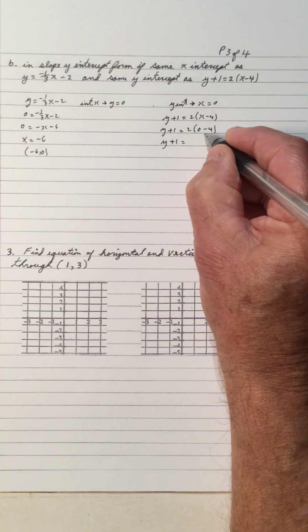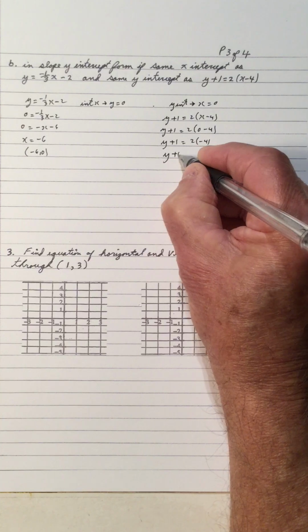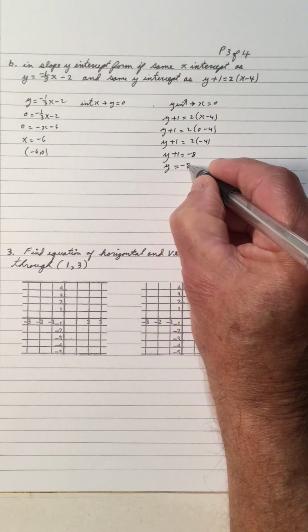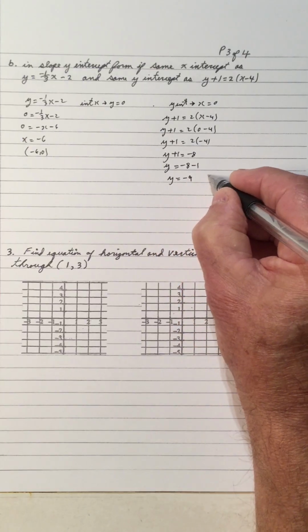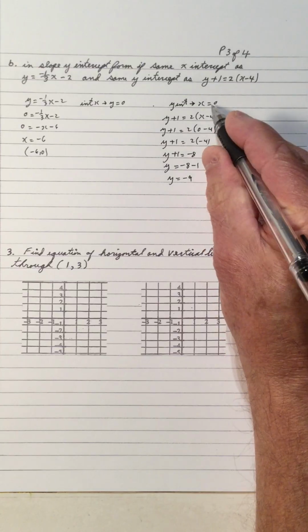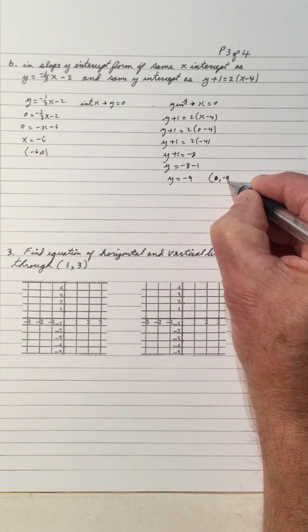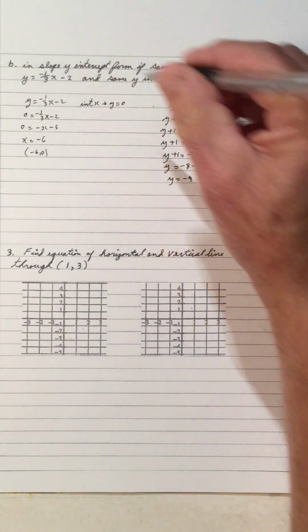So that's 2 times negative 4, so y plus 1 equals negative 8. So y equals negative 8 minus 1, y is negative 9. So that's the point. X is 0 and y is negative 9. So I need to get the equation in the slope y-intercept form.